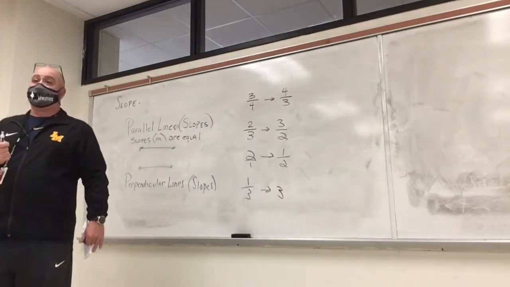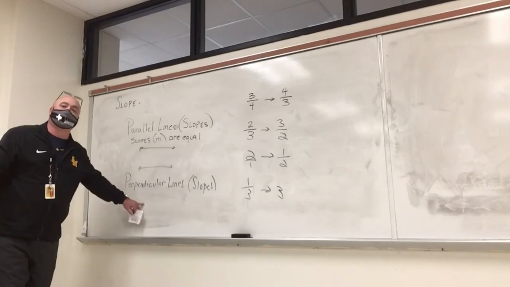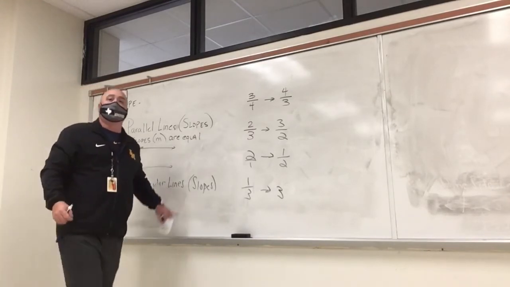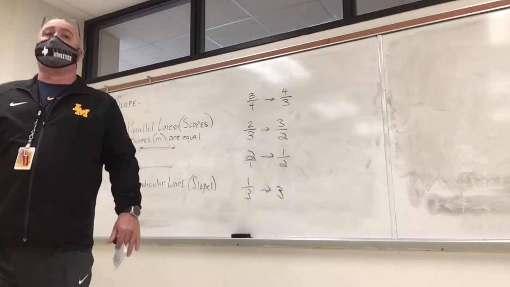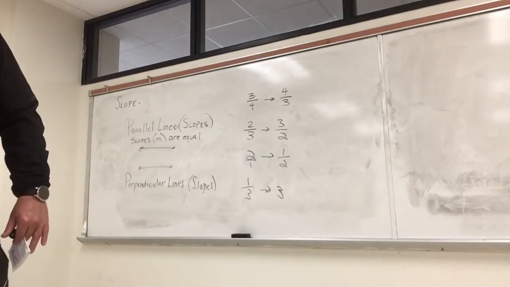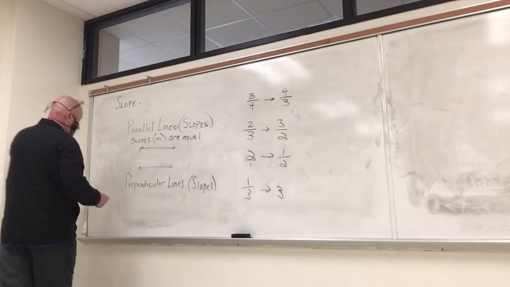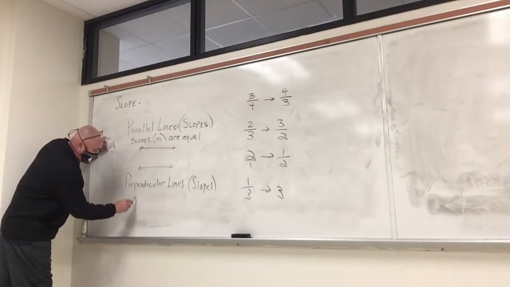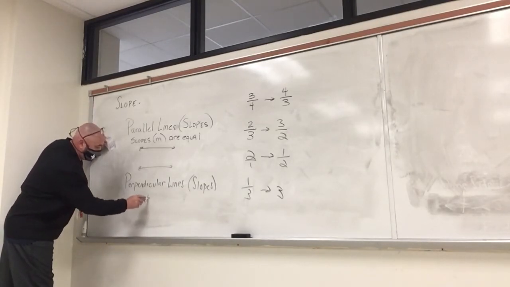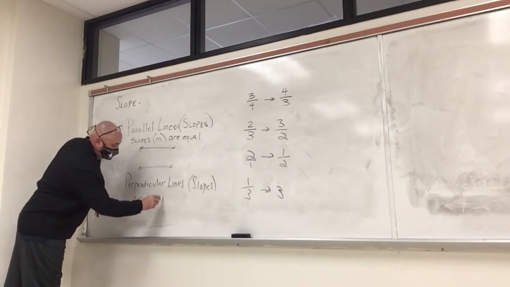That's what reciprocal means. Well, when we talk about perpendicular lines and their slopes, their slopes are the negative reciprocal of one another. Write that down and I'll tell you what that means here in a second. Negative reciprocal.